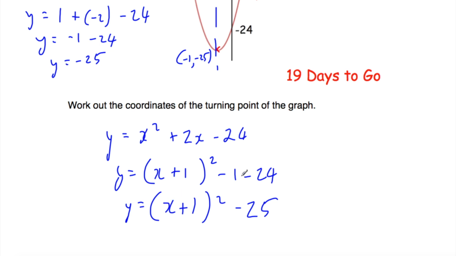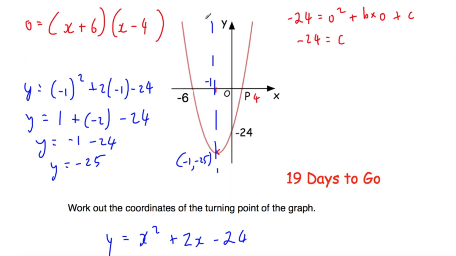Now what we're going to do is consider our transformations of graphs, because remember, whenever we've got a +1 inside the bracket, that moves the graph 1 square to the left, and then we've got a -25 outside, that's going to move it down 25 squares. So if you have the x squared parabola passing through the origin, you'd move 1 to the left and 25 down, so it'd move to (-1, -25).